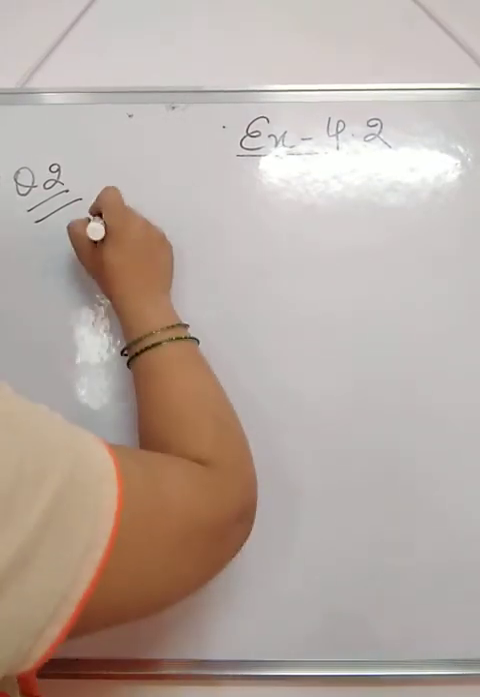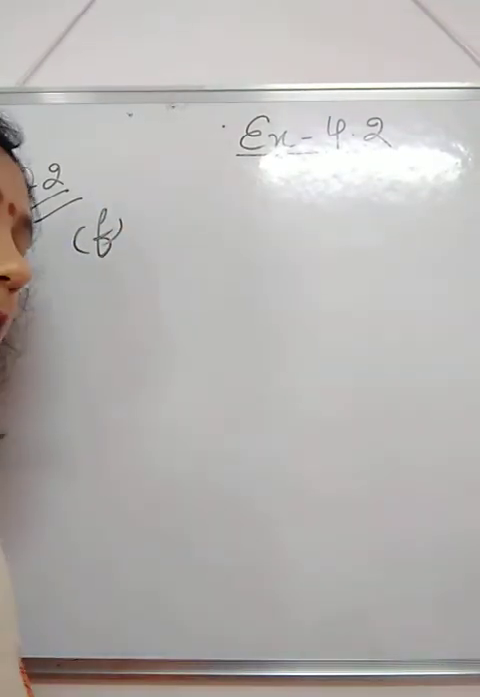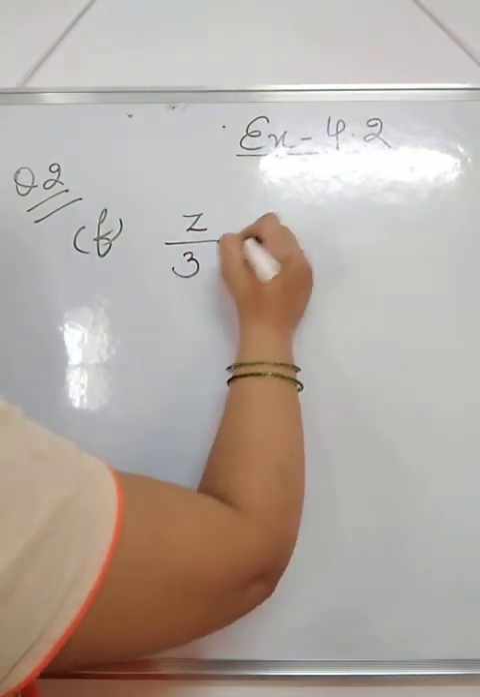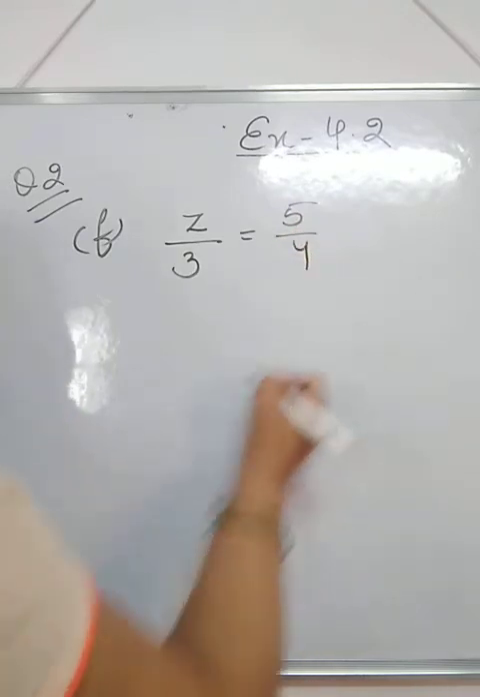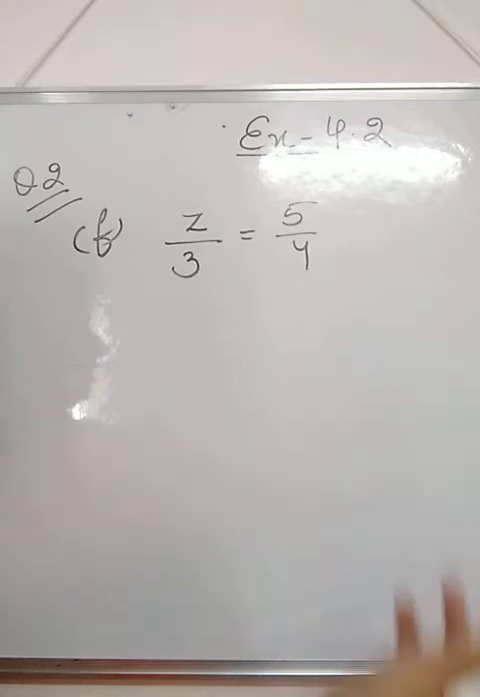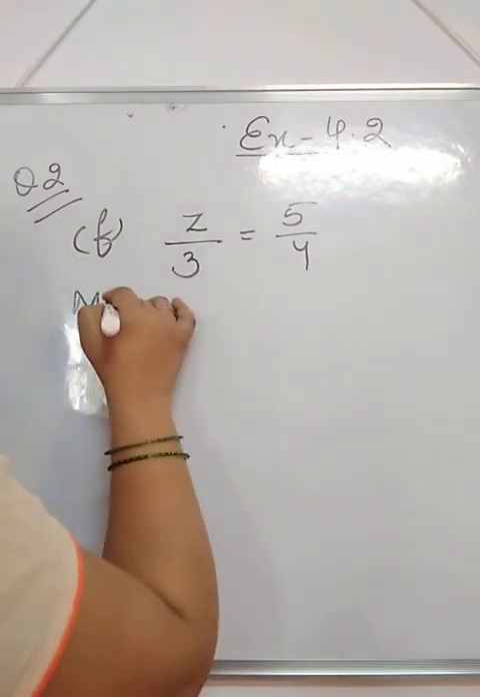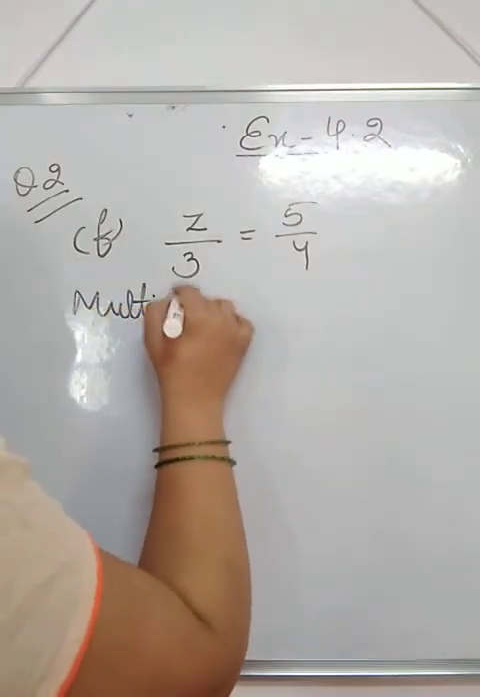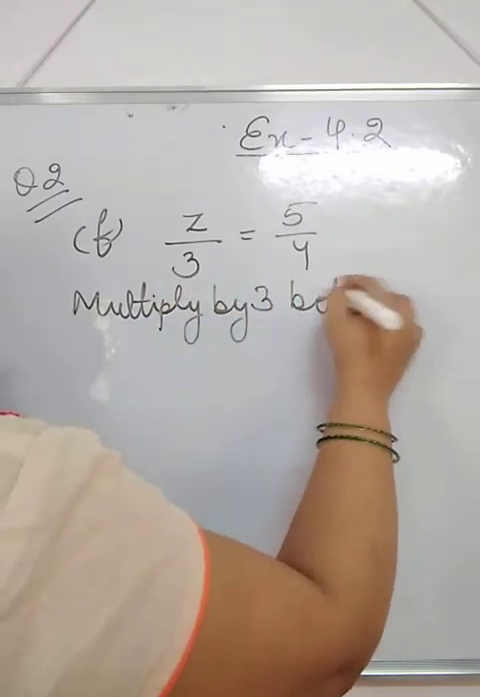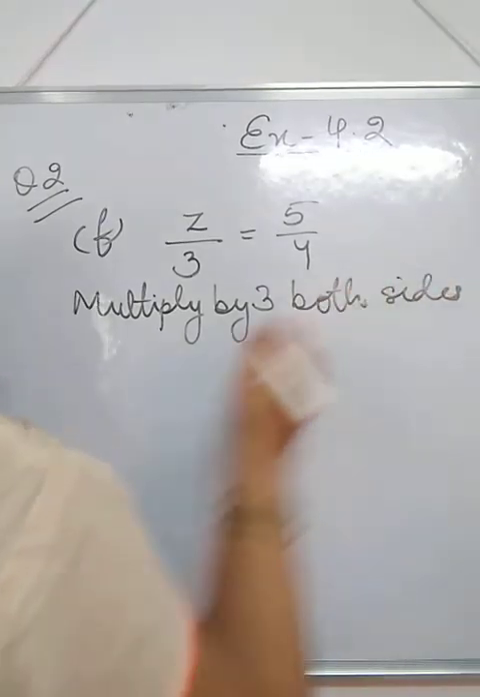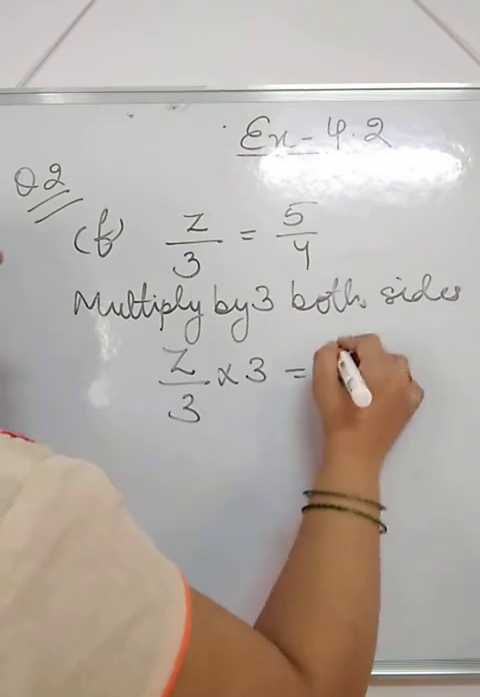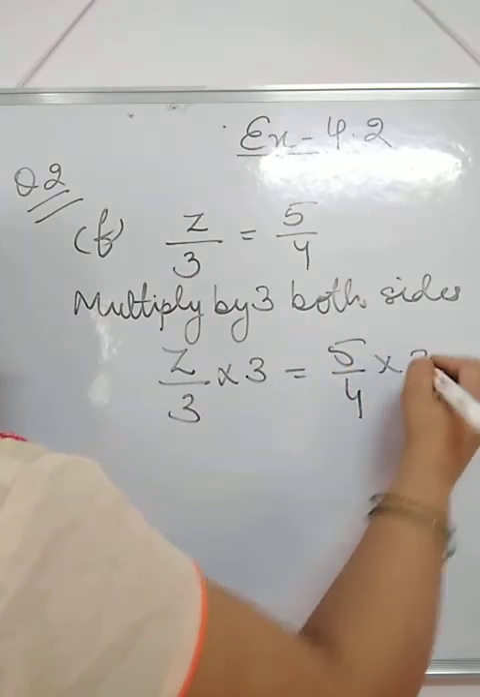Now F part, z upon 3 is equal to 5 upon 4. Now 3 is in division with the variable, so we have to multiply by 3 both sides. Multiply by 3 both sides. Now z upon 3 multiplied by 3, and 5 upon 4 multiplied by 3.